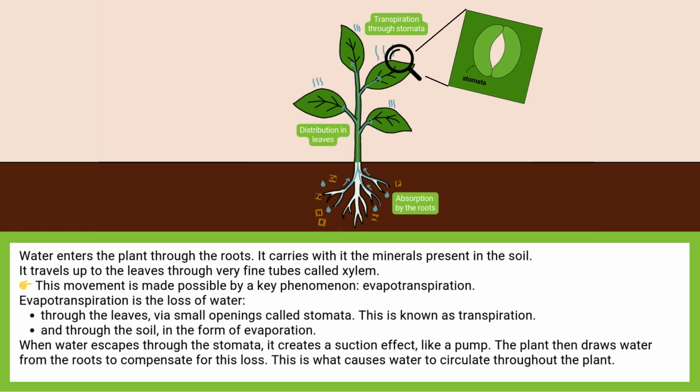This is known as transpiration. And through the soil in the form of evaporation. When water escapes through the stomata, it creates a suction effect like a pump. The plant then draws water from the roots to compensate for this loss. This is what causes water to circulate throughout the plant.